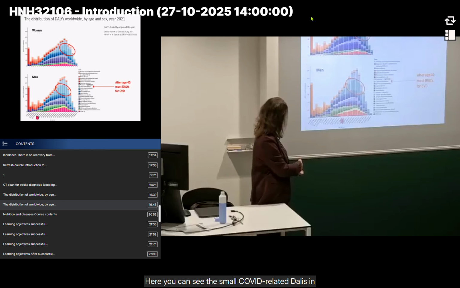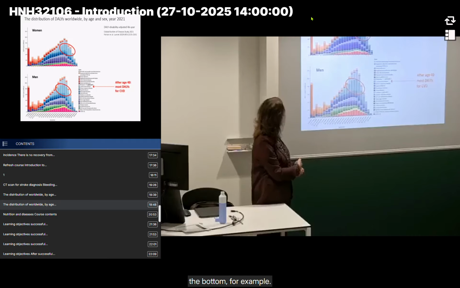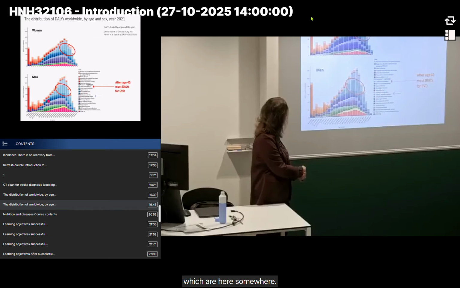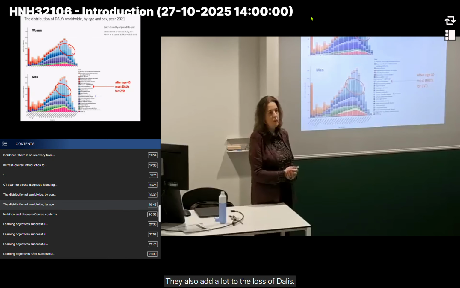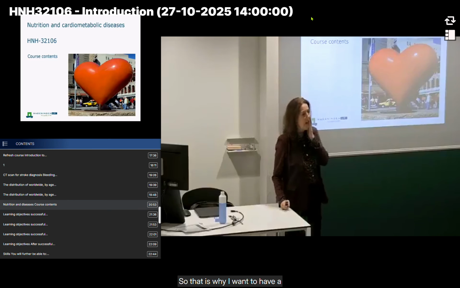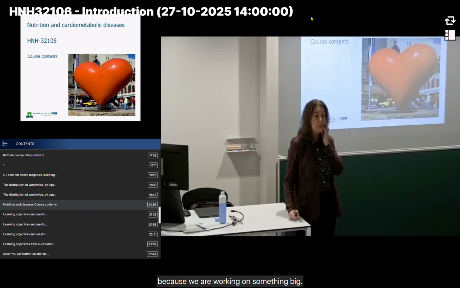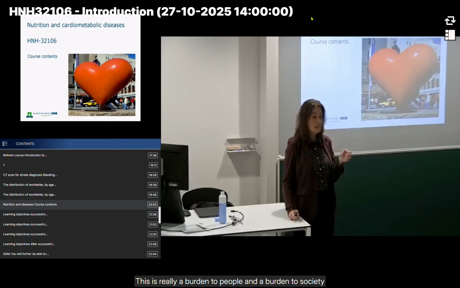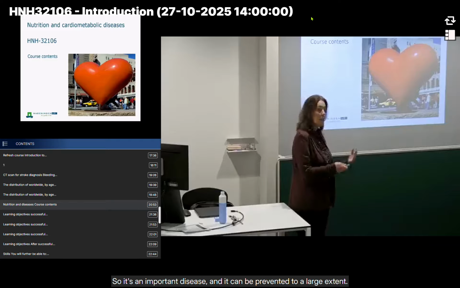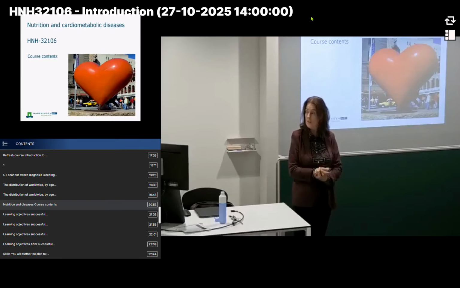Here you can see the small COVID-related DALYs in the bottom, for example. And I also show you here diabetes and kidney diseases, which are here somewhere. They also add a lot to the loss of DALYs. So that is why I want to have a course on cardiometabolic diseases, because we are working on something big. This is really a burden to people and a burden to society and to healthcare cost. So it's an important disease and it can be prevented to a large extent.